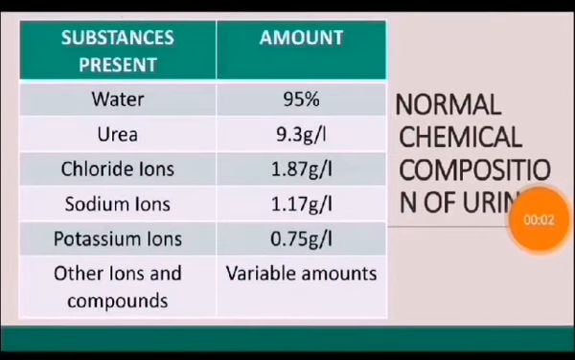This table explains the chemical composition of human urine. It contains 95% of water. It contains 9.3 gram per liter of urea, 1.87 gram per liter of chlorides, 1.17 gram per liter of sodium ions, 0.75 gram per liter of potassium ions, whereas other ions and compounds are present in variable amounts.